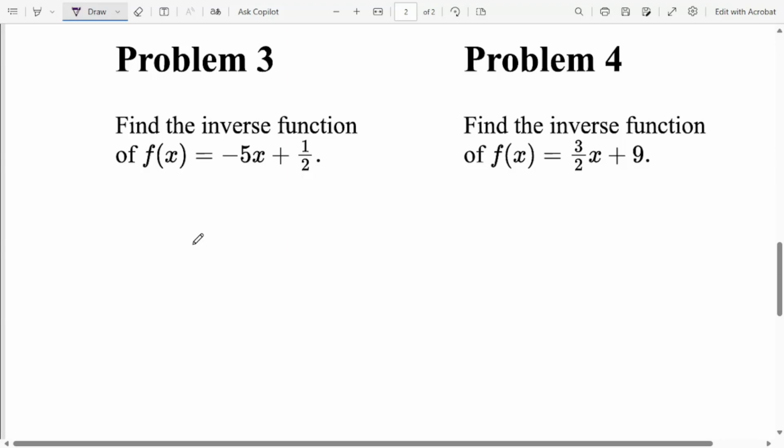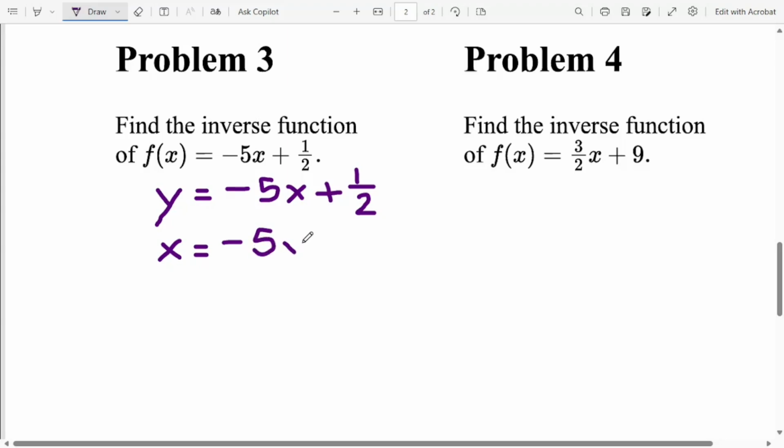All right, problem 3, we're finding the inverse function of f of x equals negative 5x plus 1/2. So I'm going to start by writing y equals negative 5x plus 1/2. I'm now going to swap x and y, so I'm going to say x equals negative 5y plus 1/2.